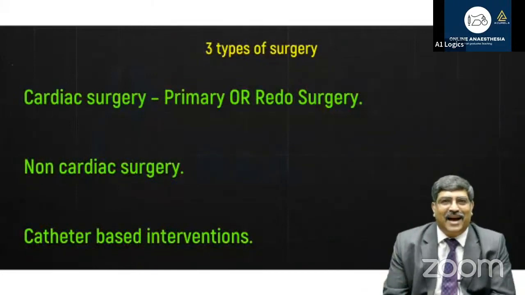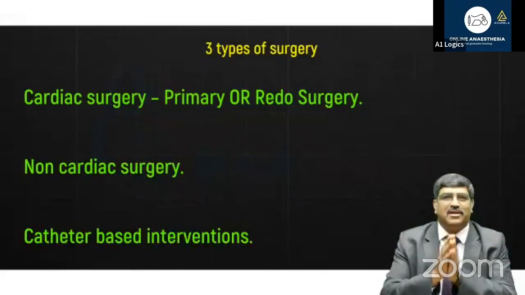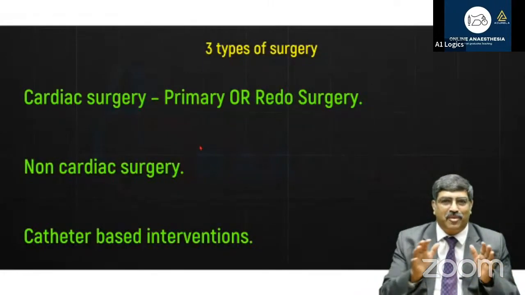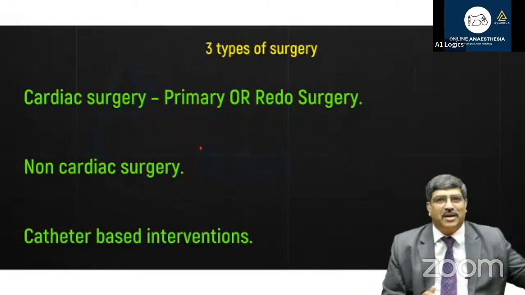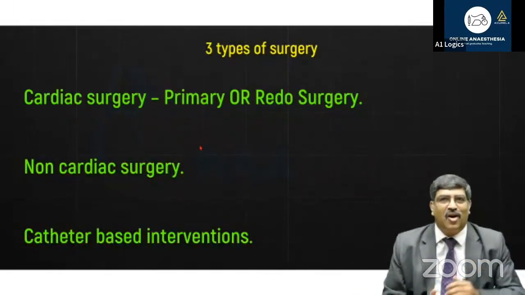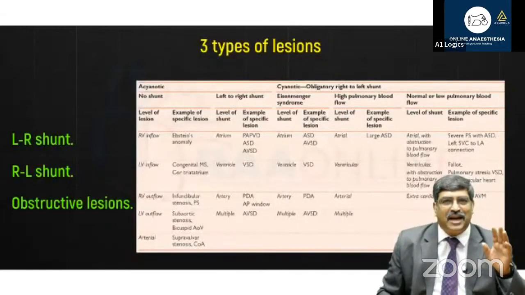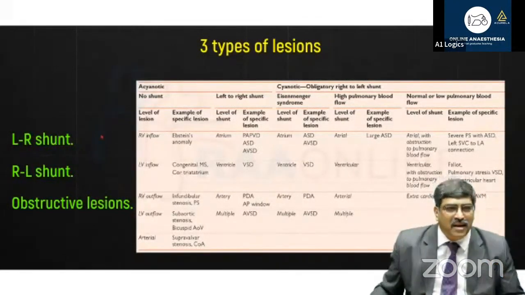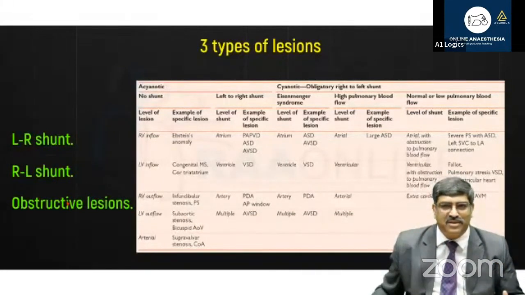Congenital heart disease has a special liking for the number 3. They come for 3 types of surgery. One is cardiac surgery, either for primary repair or a redo surgery. Or they might come for non-cardiac surgery, or go into a cath lab for a catheter-based intervention. And they can be classified into 3 types based on the lesions. It can be a left to right shunt, a right to left shunt, or an obstructive lesion.